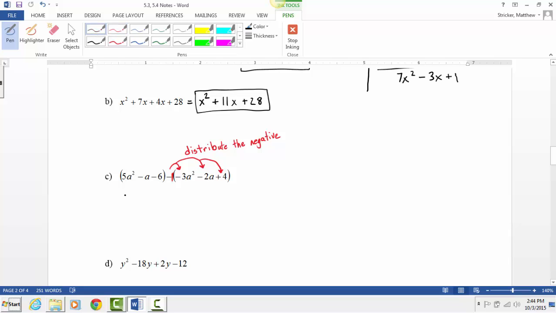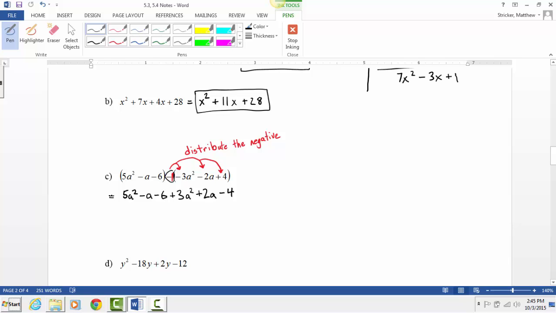So let's go ahead and rewrite the first polynomial. Actually, that's a trinomial because it has 3 terms. If we rewrite it, and we can drop the parentheses on that one, so that's just going to be 5a squared minus a minus 6. And then if I distribute, I take negative 1 times negative 3, that makes positive 3a squared. And then again, you need to change the sign. Negative 1 times negative 2a changes that negative 2a to a positive 2a. And then again, negative 1 times positive 4 makes negative 4.